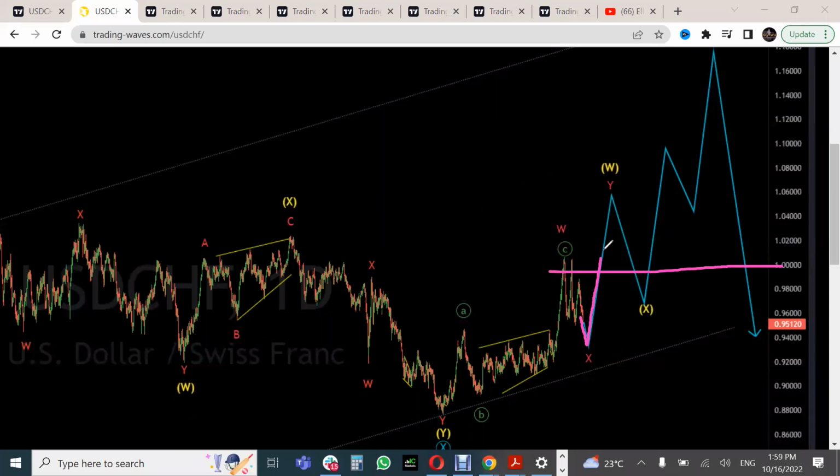We are around here at parity. We've already made that move. We've already made that 500 pip move to around parity. So this is where we are.